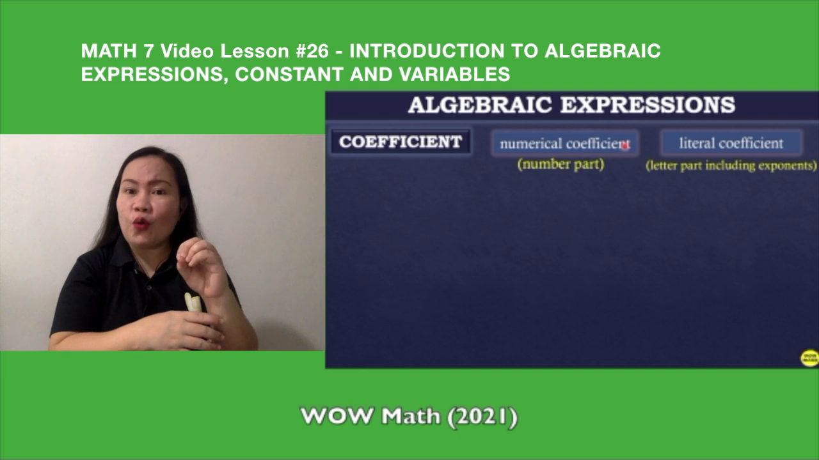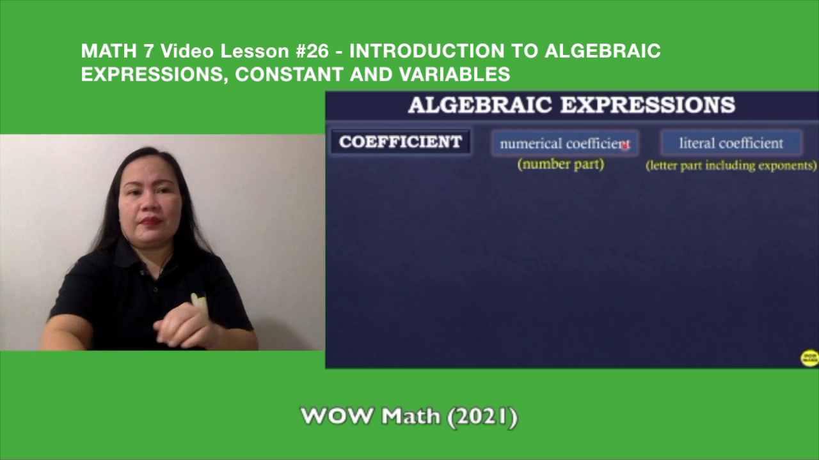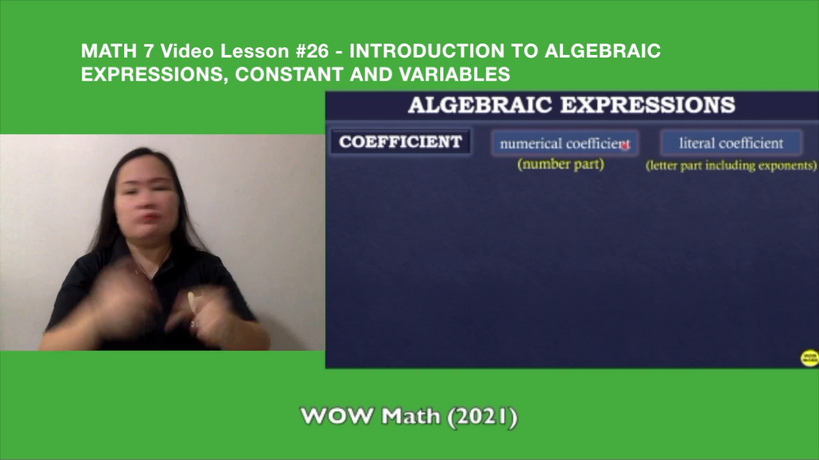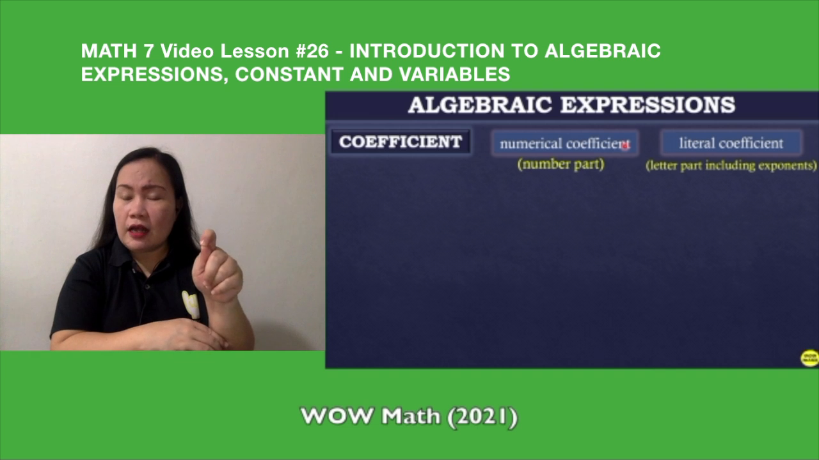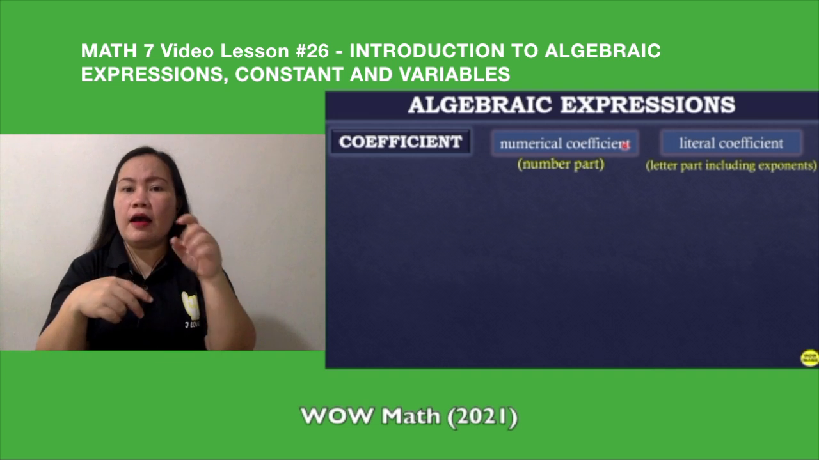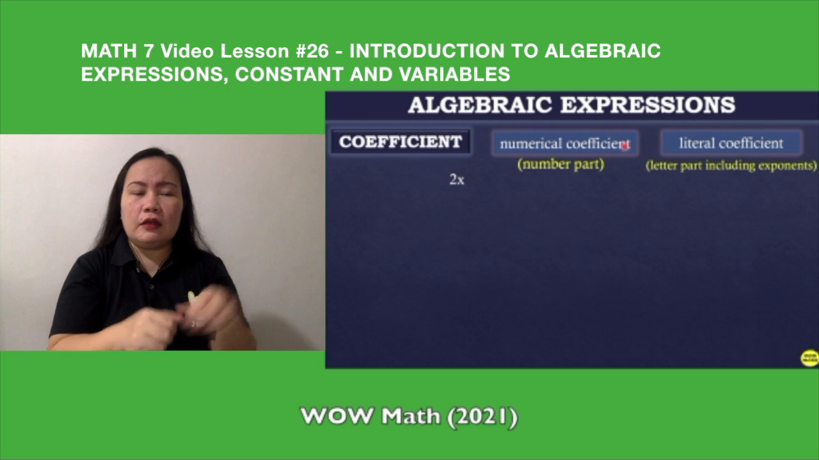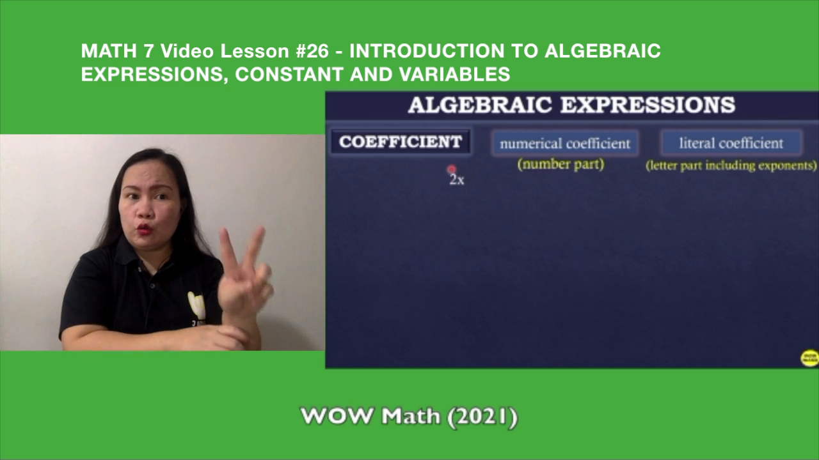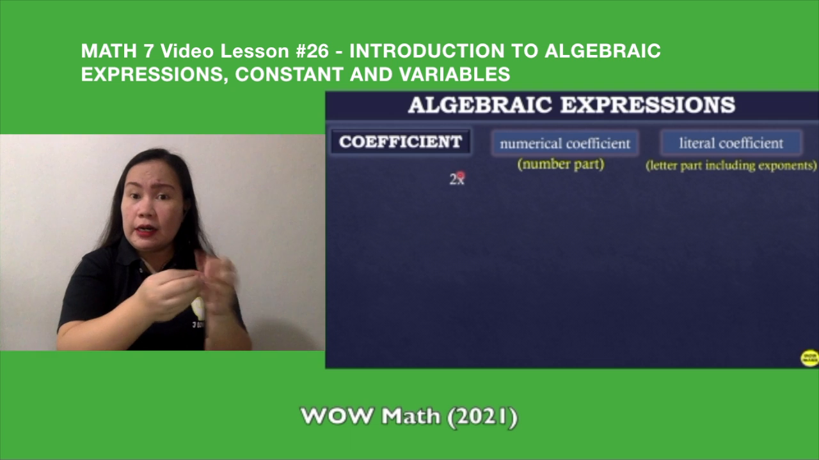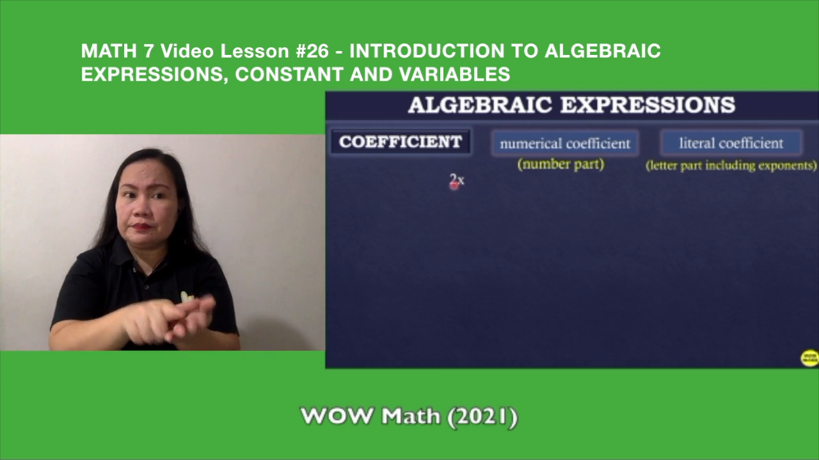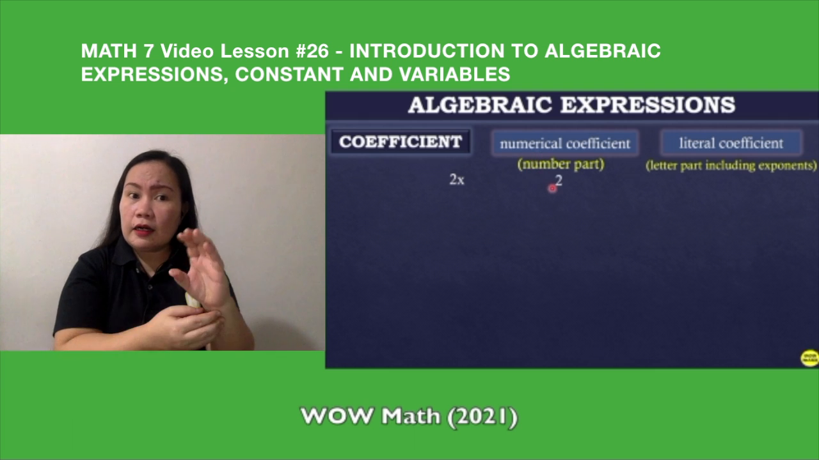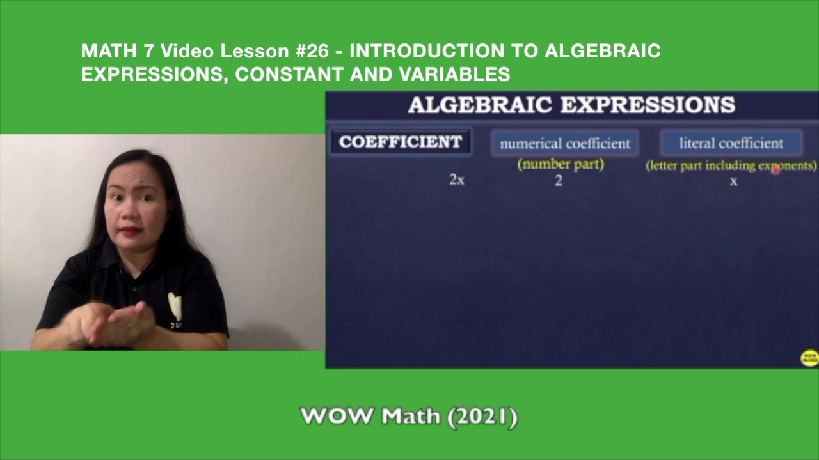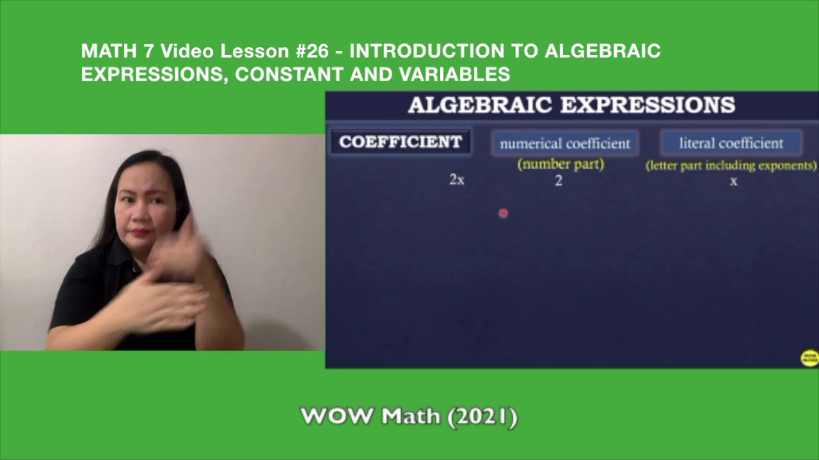Okay? So, kapag halimbawa, number lang siya, hindi mo yun pwedeng tawaging coefficient. Kasi number lang. So, dapat meron siyang kasamang variables. Okay? So, halimbawa, I have 2x. So, ito, magkatabi sila. May number, may letter. Okay? So, ito yung variable. So, anong gagawin natin dito? So, the numerical coefficient is 2. The literal coefficient is x. Kung merong exponent, isasama po natin yung exponent. That is the literal coefficient. Next.